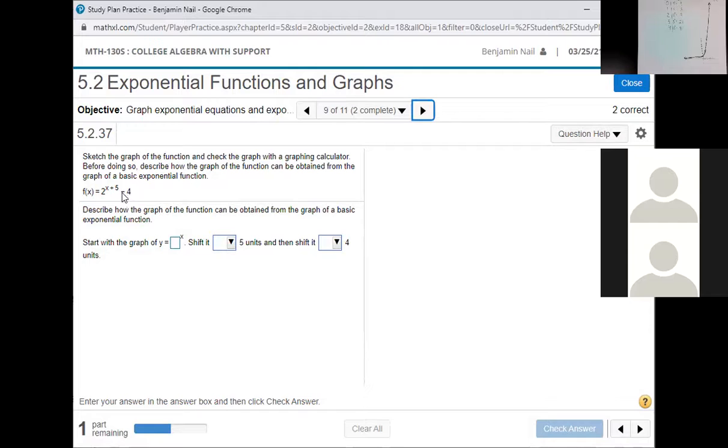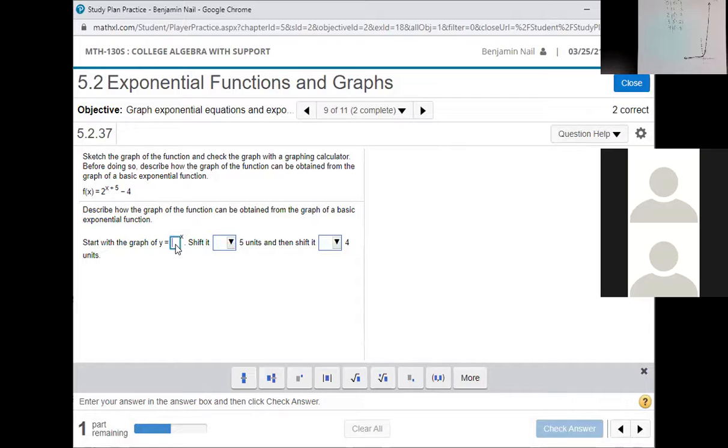Okay. So again, you've got to talk about what you're going to do. So we're going to be shifting this graph. Your base number is 2. And this graph is going to shift left because it's a plus 5. And then this minus 4 is going to shift us down 4 units. So this one we're going to have to shift in both directions.